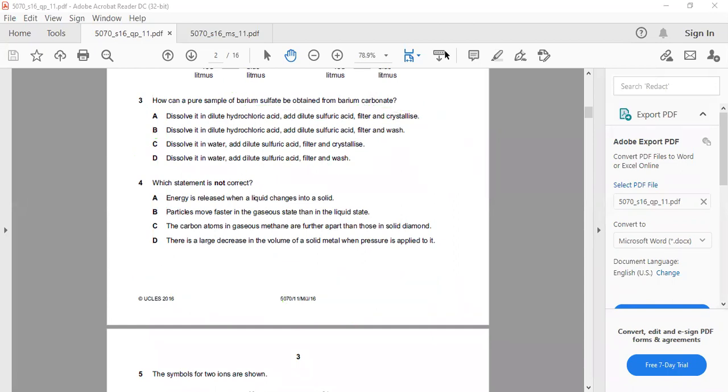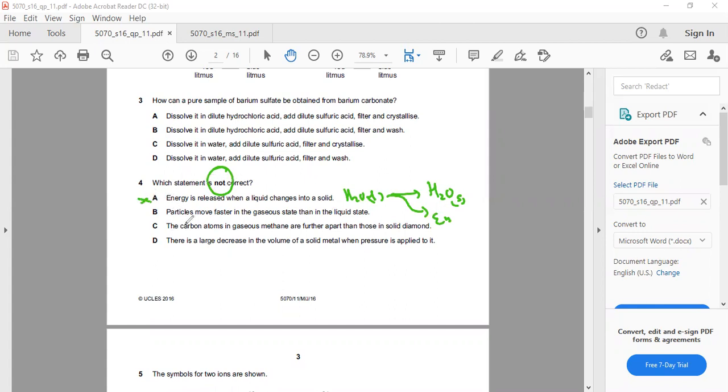Number 4. Which statement is not correct? I tell my students, when not is given in bold, the first step is to circle it. So you should keep in mind it is not. Energy is released when liquid changes to solid. Yes, it happens because the liquid has more energy and the solid has less energy, so the energy is released. So it is a correct sentence, but they say not correct.